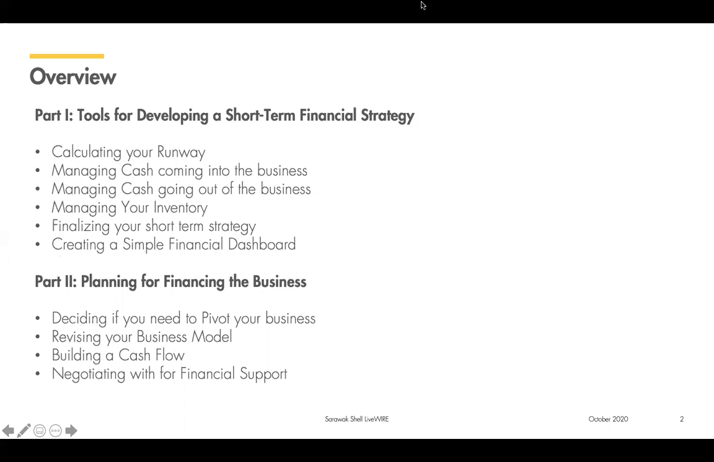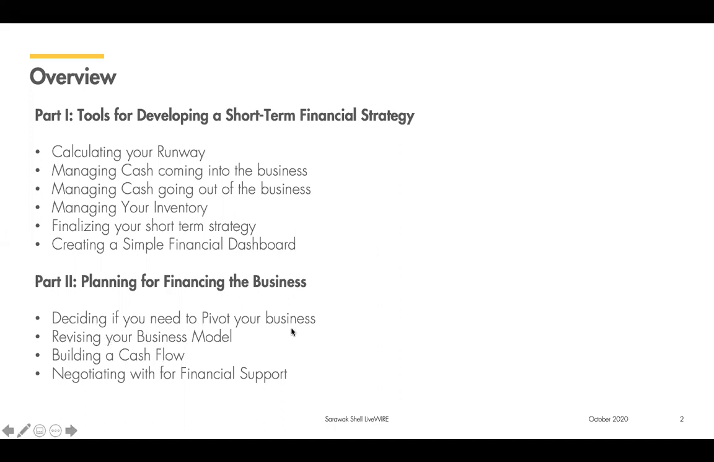Then we will look at planning for financing the business, because for some businesses, they require external capital beyond the founders themselves. So for the second part, we will look at what options are available for us. So it's deciding if you need to pivot your business as well, because as I was asking before we started our class, whether some of you have started your business, some of you are just starting your business, or has the COVID-19 situation affected your business in any way, right?